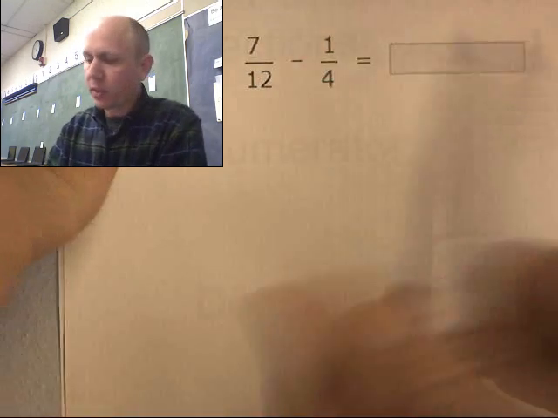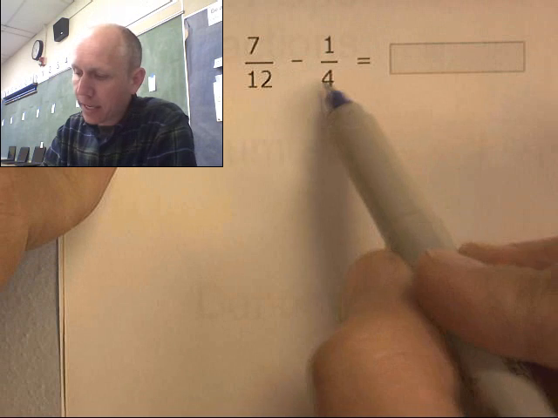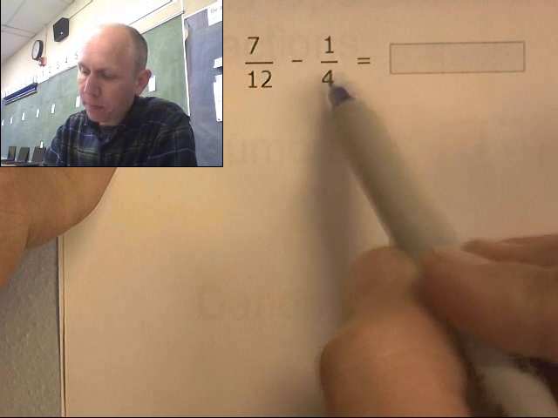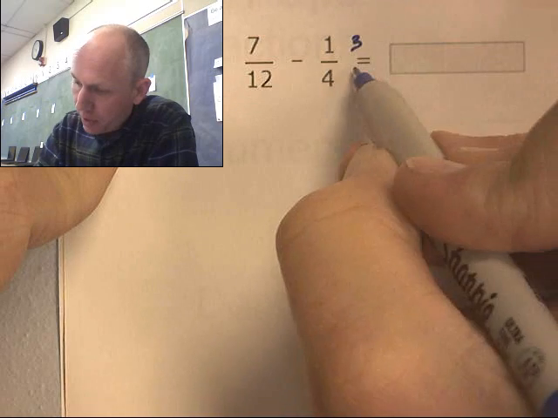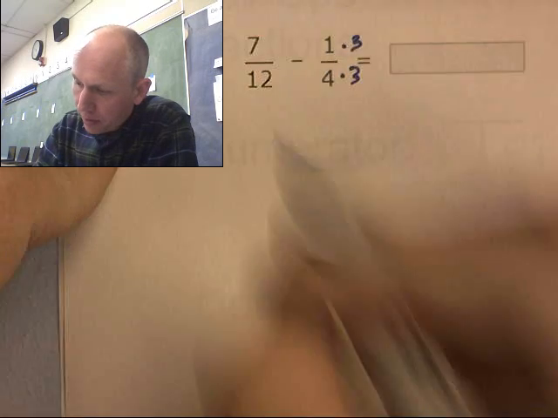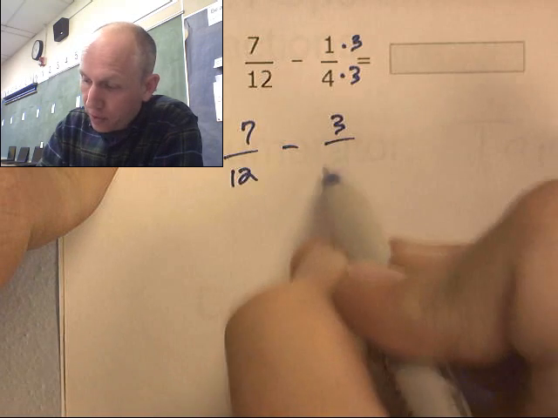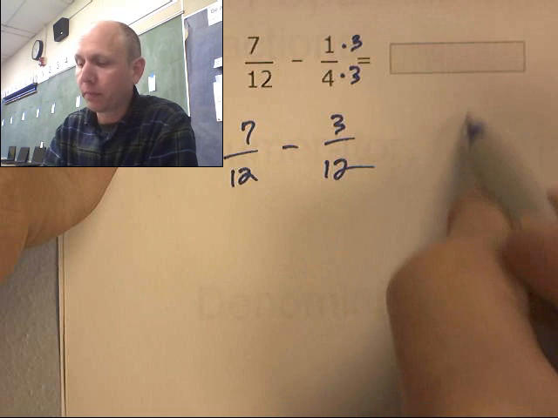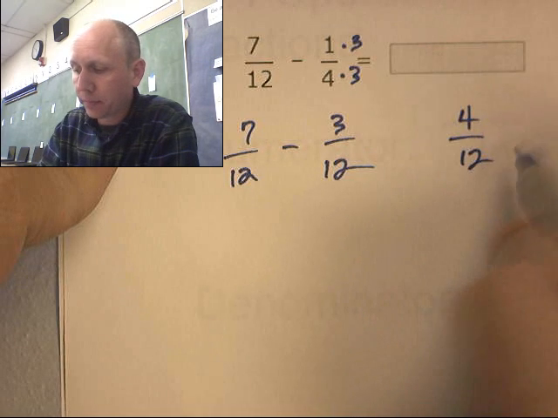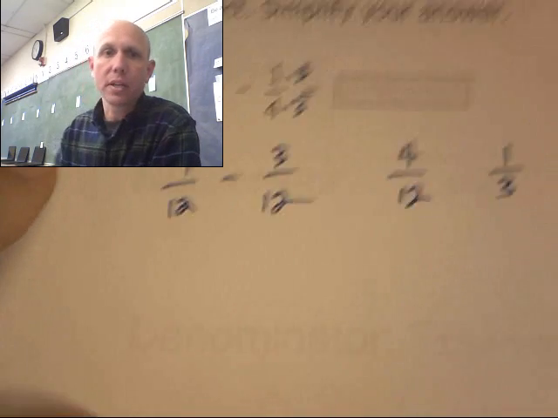Seven twelfths minus 1/4. These guys cannot play together because they're different size slices. So let's take this guy and break him down into a smaller slice. Let's hit him with a 3. There we go. 7 twelfths minus 3 twelfths. Now they can argue. That's going to take us to 4 twelfths. Ooh, which reduces to a 1/3. Oh, that was exciting.